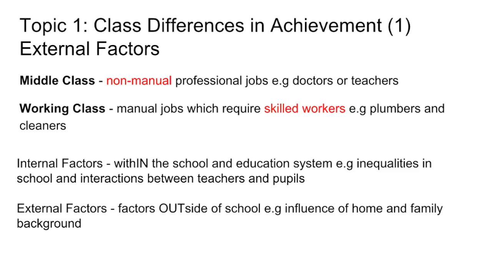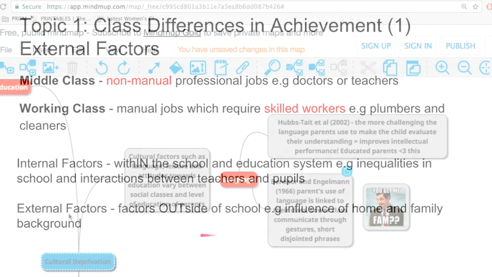Internal factors are things within the school and the education system, such as inequalities in school and interactions between teachers and pupils. External factors are factors outside of school, such as the influence of your home background and family background.